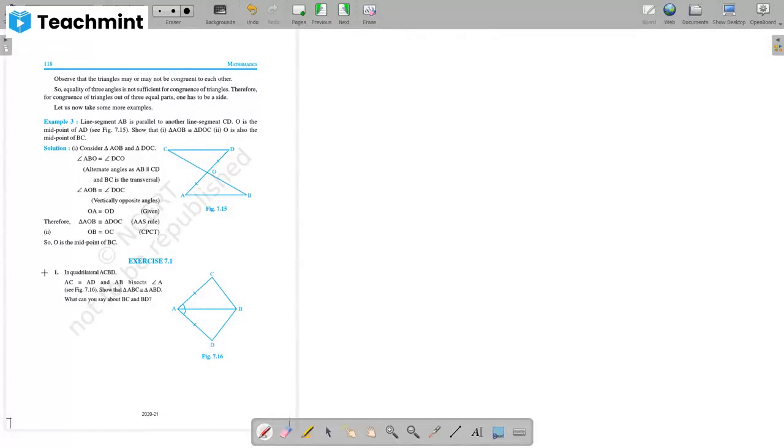So the first question is: in a quadrilateral ABCD, AC is equal to AD, given, and AB bisects angle A, means these two angles are equal. Show that triangle ABC is congruent to triangle ABD. This is very simple. Okay, this is for homework. Can you solve this question? Yes, ma'am. Okay. So this is for homework. Now we will solve the next one.